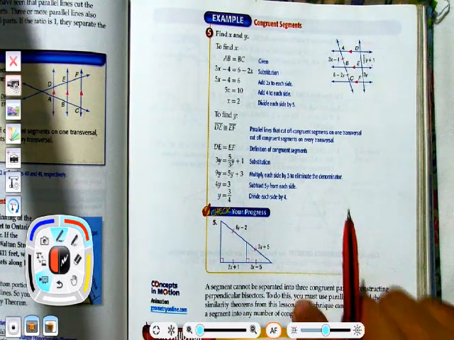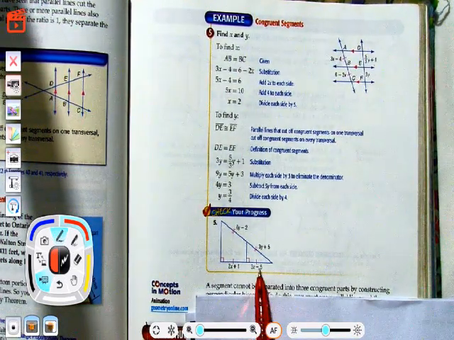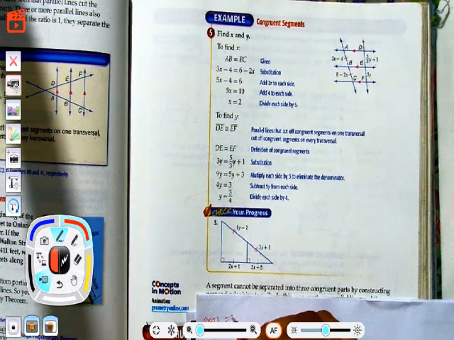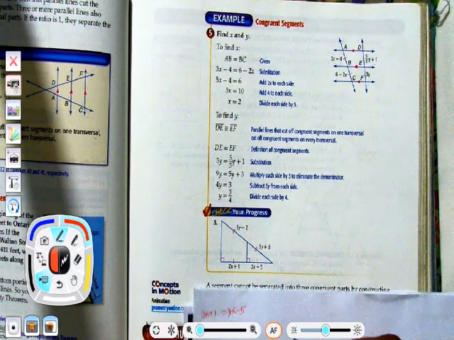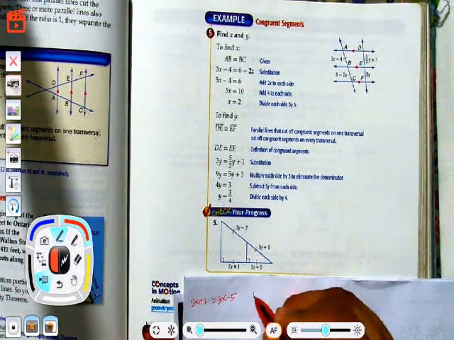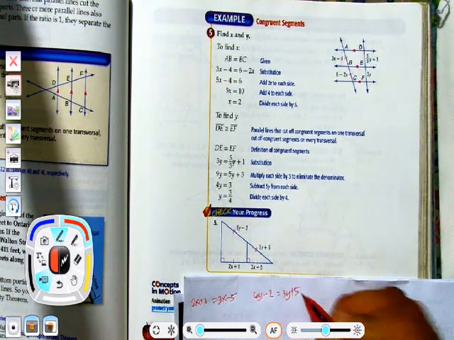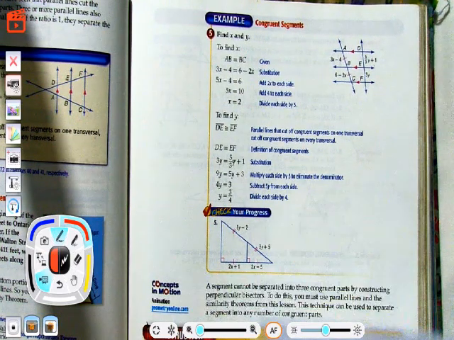Okay, for check your progress here. These two are equal, so you can say 2x plus 1 equals 3x minus 5. Solve for x. And then the other one, 6y minus 2 equals 3y plus 5. Simple algebra. I don't need to solve that one. And then solve for y.